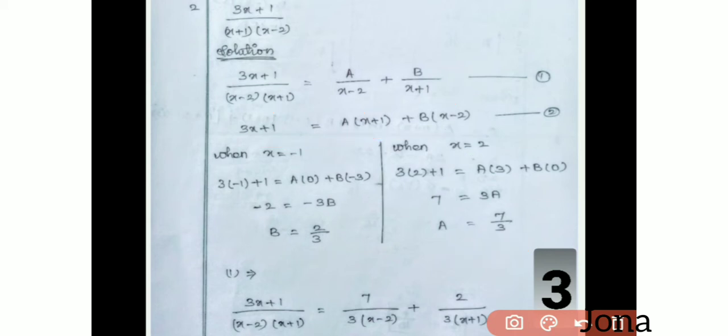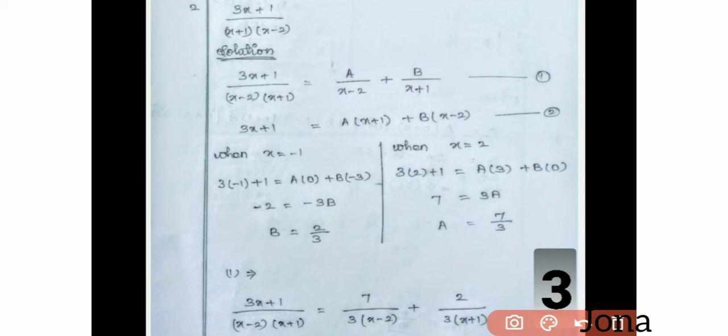Substitute these values of a and b in this equation, so that we get the answer like this: 7 by 3 into (x minus 2) plus 2 by 3 into (x plus 1). You have to substitute the exact value for a and the exact value for b only there. You should not change the values in the given equation.